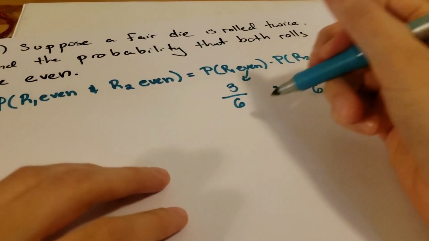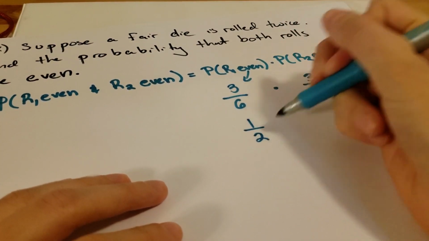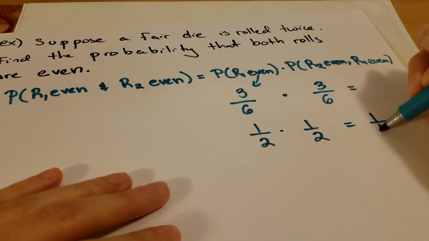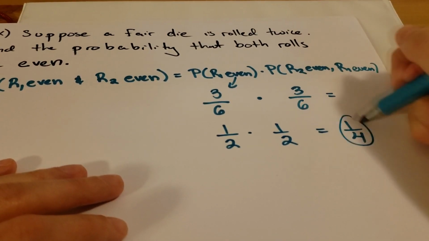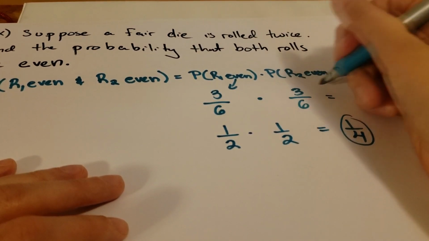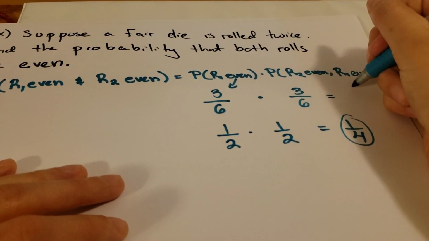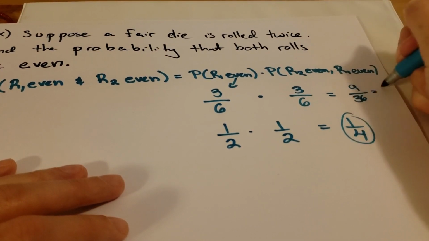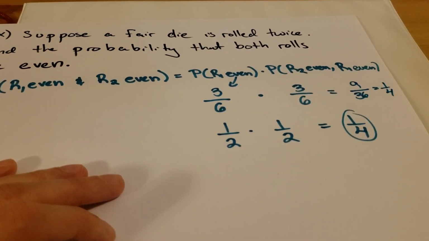Right, so we can actually simplify these to make our lives easier. This is just a half times a half. So our final probability ends up being 1/4, right? And let's say we didn't simplify this. 3/6 times 3/6. What do we have here? 9 out of 36. Again, that's going to simplify to 1/4. So we still have the same thing.